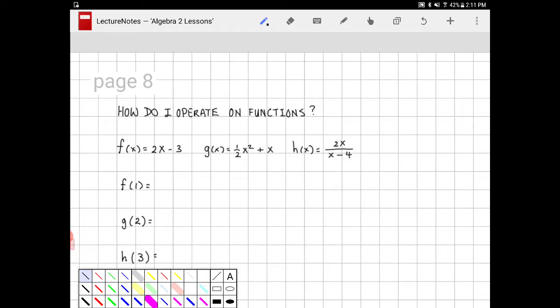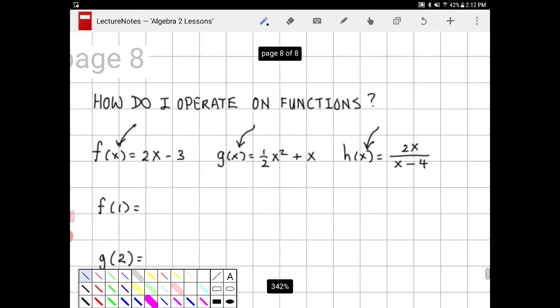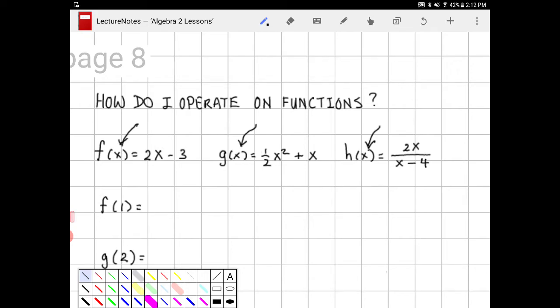Please do not confuse the x inside the parentheses of each of these functions as a multiplication operation. It is not. What this is saying is x is the input and f will be the output. x will be the input and g will be the output. x will be the input and h will be the output. So for instance, if I wanted to evaluate f of 1, the input is 1, the output is whatever f evaluates to. So this is going to be 2 times 1 minus 3, and that will give me -1.